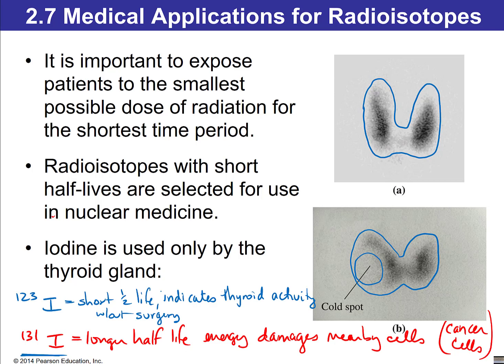What do you have to do though afterwards? Once you treat a patient with iodine 131, now they don't have a thyroid. Their thyroid's not functioning, so then they actually have to take medication for the rest of their life.